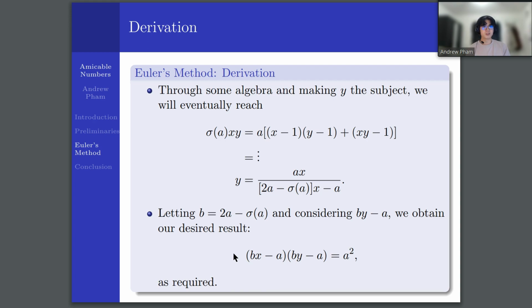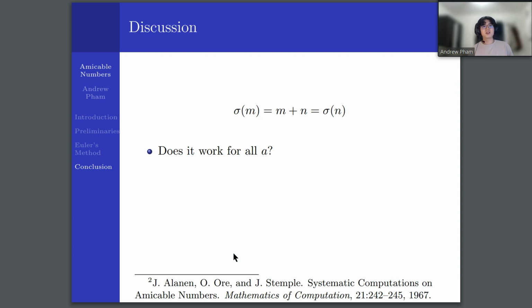But now that we have a result, what can we say? What can we do with it? What even are amicable numbers useful for? And does this even work for all A? Well, it turns out that unfortunately it does not work for all A, and it turns out that there is no complete, clear-cut way to find all amicable numbers, or any amicable numbers. Euler himself had to use different variations of this method in order to obtain more amicable numbers.